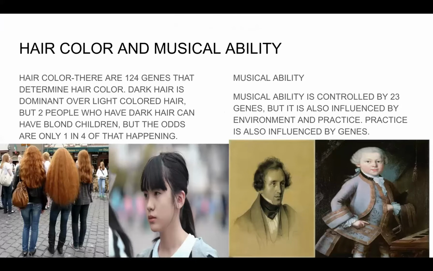First one being hair color. There are 124 genes that determine hair color. And some colors are dominant over others. Dark hair is dominant over light colored hair. But two people who have dark hair can have blonde children, but the odds are only 1 in 4 of that happening. Now, Ms. Ramirez is going to show you some Punnett squares at the end, and you're going to understand how it's possible for 2 brunettes to have blonde children.